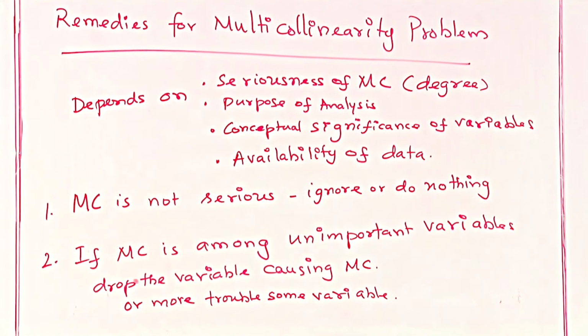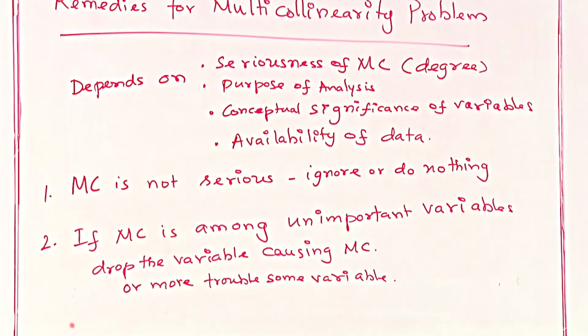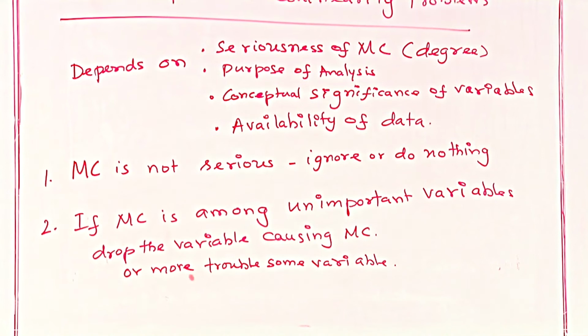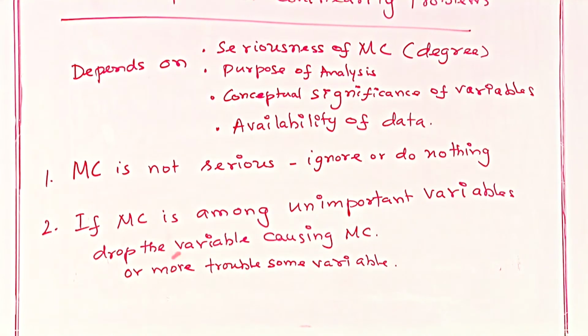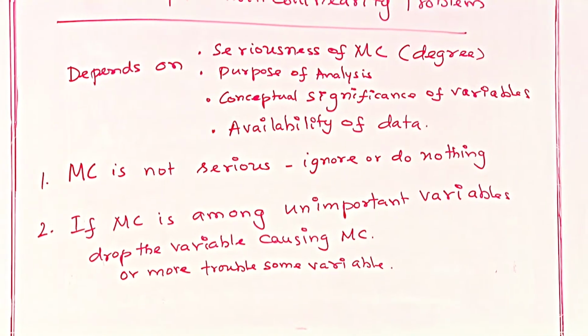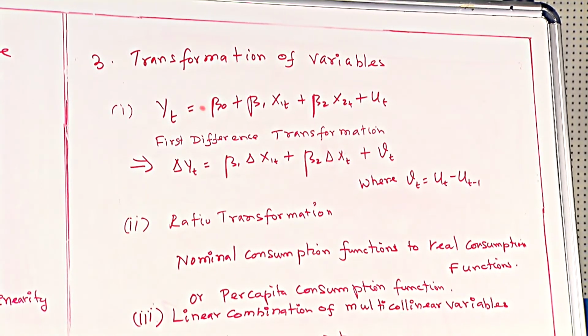If MC is among unimportant variables, we may think of dropping the variable that causes the multicollinearity, or more troublesome variables, right? If it is unimportant and if it is very troublesome, we may consider dropping that variable without causing the specification error. Multicollinearity is also addressed through the transformation of variables.